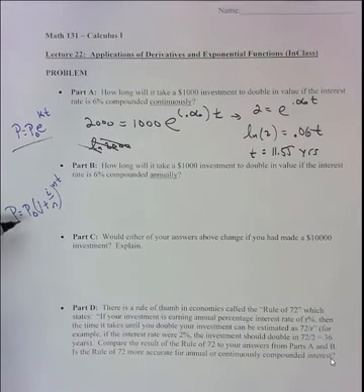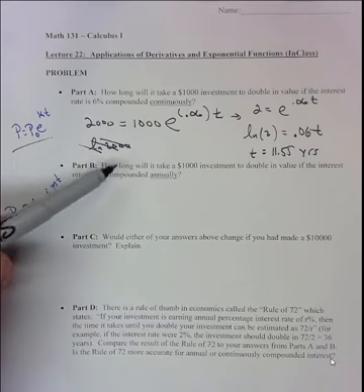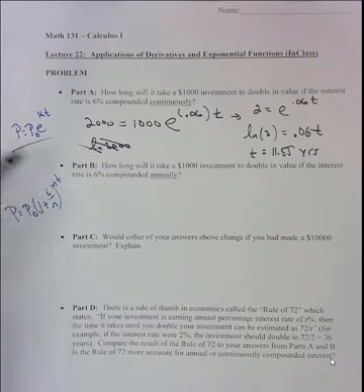Switching back to periodically compounded interest, how long will it take a $1,000 investment to double if the interest rate is 6% compounded annually? Well, now we're using this one, but our initial amount is 1,000. Our interest rate is 0.06. It's compounded annually, which means it's compounded once per year, which means that parameter n will be 1. And then we're going to solve for t.